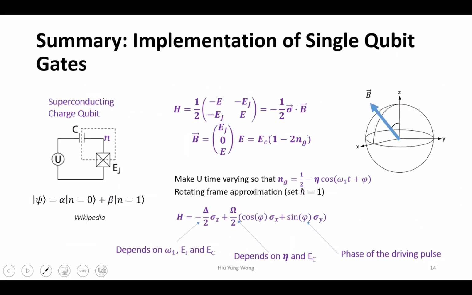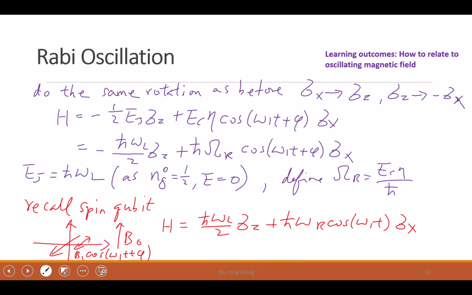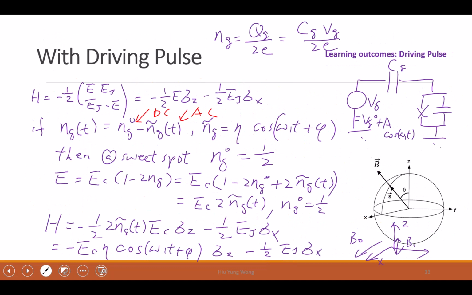Now, so this is the summary, the implementation. We showed that this is the Hamiltonian I just showed you, right? You can decompose it into a spin qubit precessing about a magnetic field, but the magnetic field is not a real magnetic field. I think I have a typo. It should be EJ. Am I right?